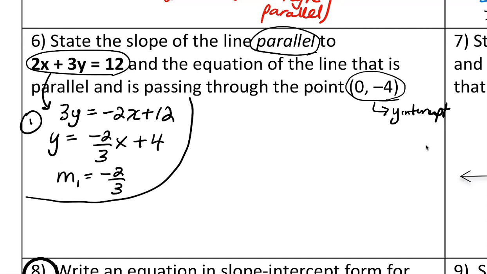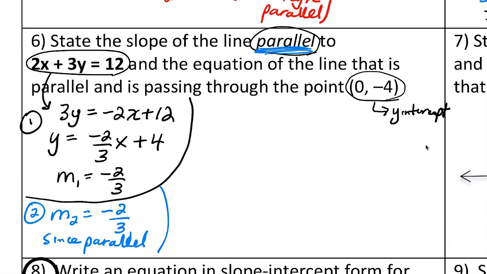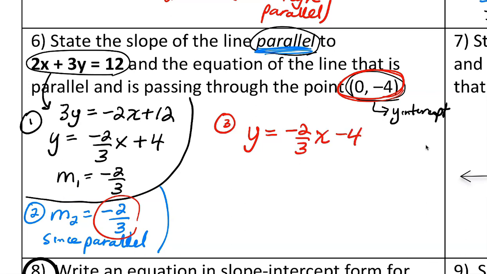That's step 1, we'll call it. Step 2, it's parallel, so the slope that we're looking for would have the same slope, since the lines are parallel. And then the third step, we're going to write the equation of the line. We have the y-intercept right here, and we have the slope right here. So we'd have y equals negative 2/3 x, and the y-intercept is negative 4. So that would be our answer: y equals negative 2/3 x minus 4.